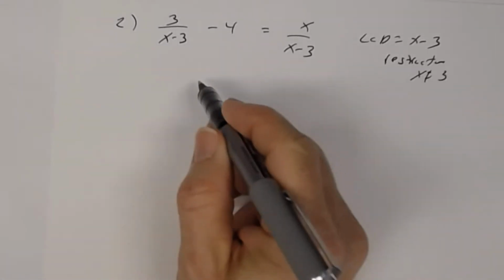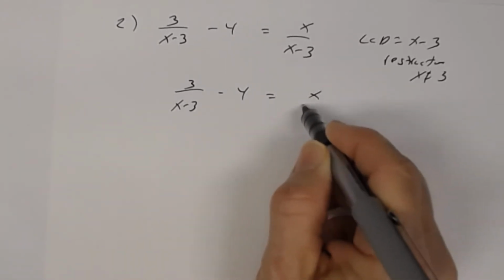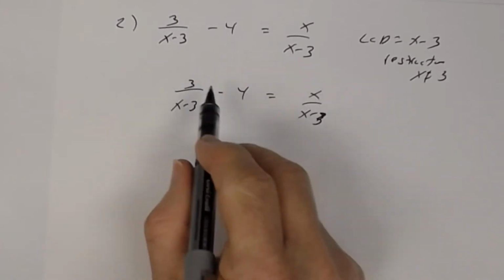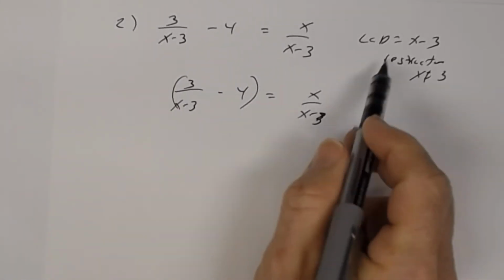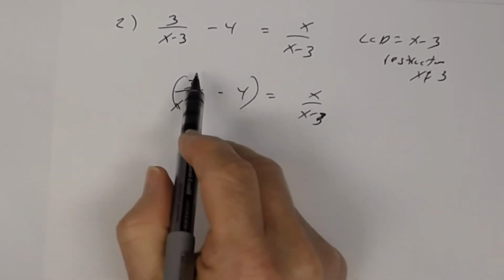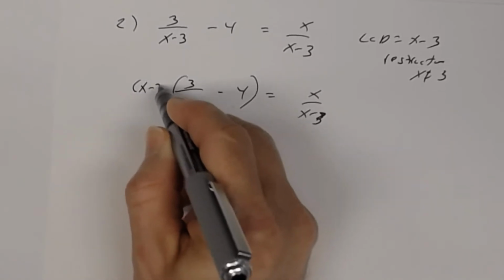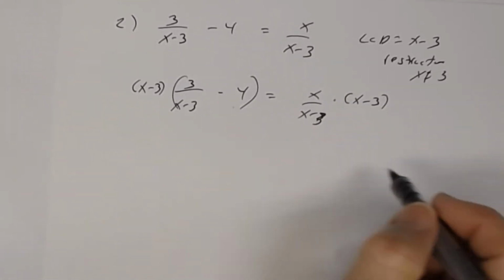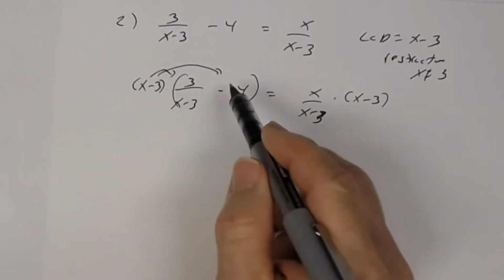Now, let's go ahead and rewrite this. So 3 divided by x minus 3 minus 4 equal x divided by x minus 3. All I did was I just rewrote the problem. So now I'm going to multiply both sides by the LCD. Now, since I have 2 rational expressions, I'm going to put that in parentheses. So times x minus 3 times x minus 3. Okay, just like that. Now I'm going to distribute. Okay, distribute here to get rid of the parentheses.